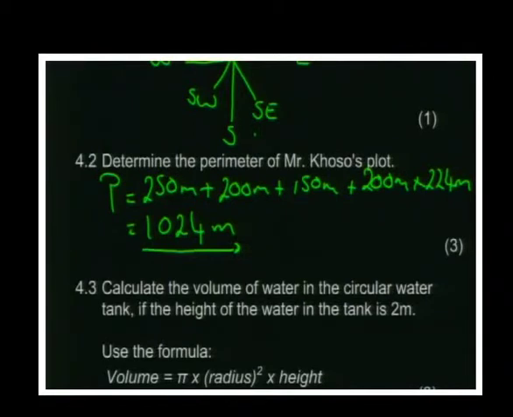Is it meters squared? No, because meters squared belongs to area. Is it meters cubed? No, because cube belongs to volume. It's just the unit by itself because we're dealing with perimeter. So it's meters. So the final answer there, 1,024 meters. Straightforward, simple stuff. Next one, question 4.3.